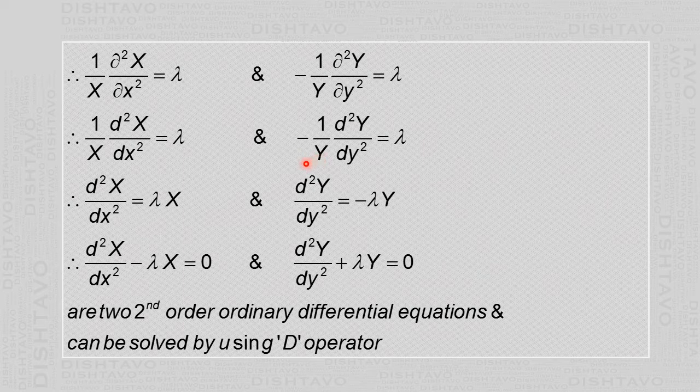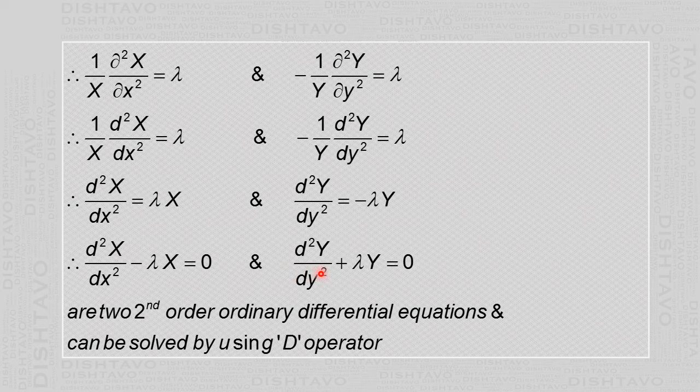Then we take this capital X to the other side, we get d²X/dx² = λX, and in the second equation we get d²Y/dy² = −λY. Then we bring what is on the right hand side to the left hand side, and now this results in the two ordinary differential equations.